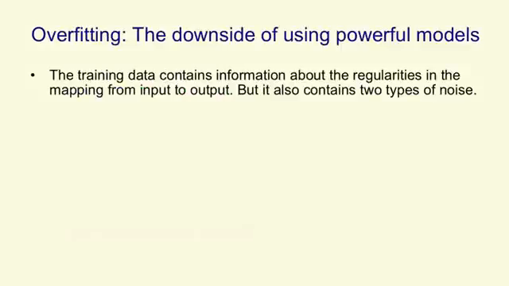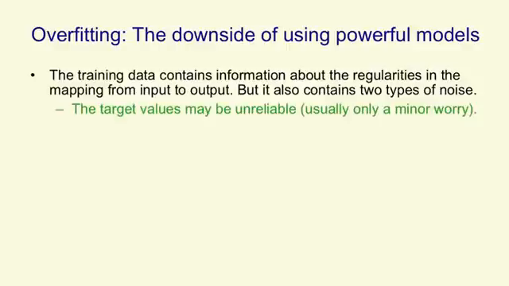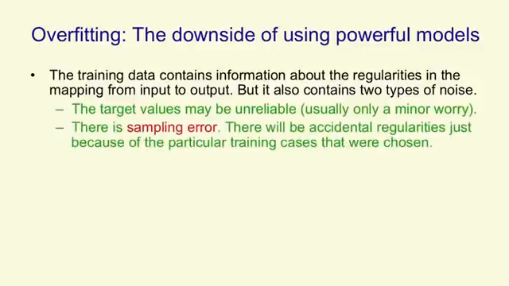The second set of issues is to do with how well the network generalizes to cases it didn't see during training. And the problem here is that the training data contains information about the regularities in the mapping from input to output, but it also contains two types of noise. The first type of noise is that the target values may be unreliable. And for neural nets, that's usually only a minor worry. The second type of noise is the sampling error.